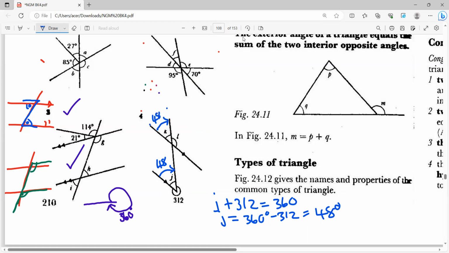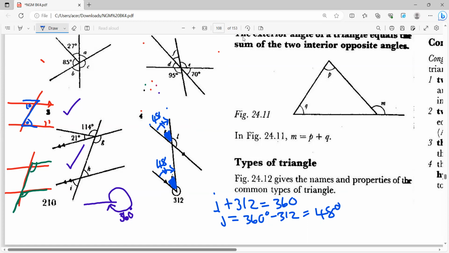48 degrees. Why? Because K is forming corresponding angles with J. Corresponding angles are equal. So these guys are exactly identical. Even by just looking at them, you can say these angles are actually the same. Okay, now how can we find L?